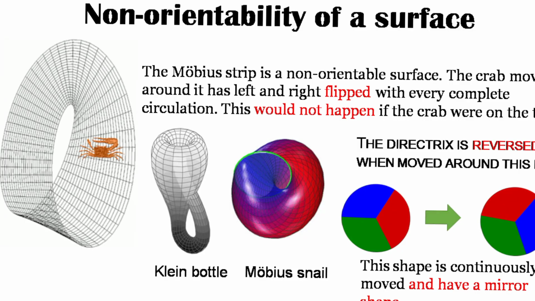Now this is an animation. It is a non-orientable surface. So when the crab is moving around, it has left and right flipped with every complete circulation. This would not happen if the crab had been on the torus. That means when the crab moves through a non-orientable surface and comes back, the direction, what we call the directrix, I'm so sorry, it is called the directrix. That is the direction. The directrix is being reversed.